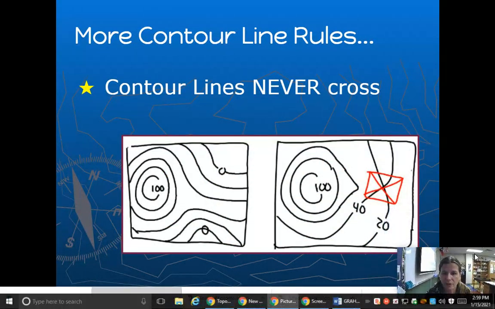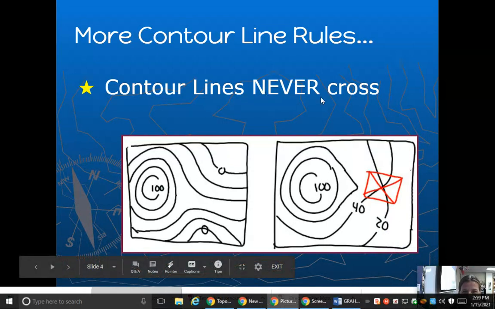More contour line rules. Contour lines never cross. So you see here they are not crossing each other. Okay, and they're the same elevation all the way around. They do not cross.